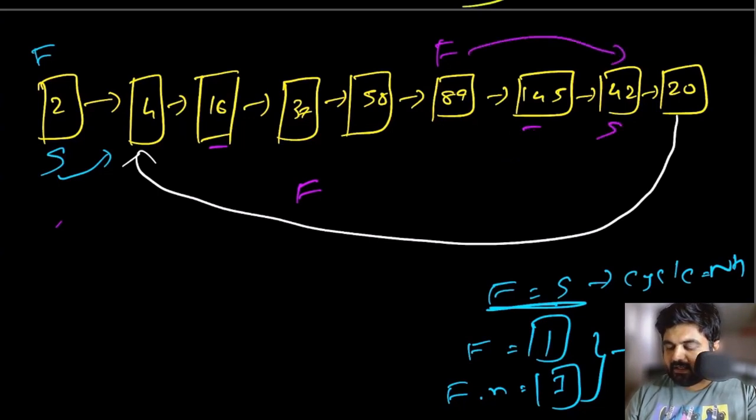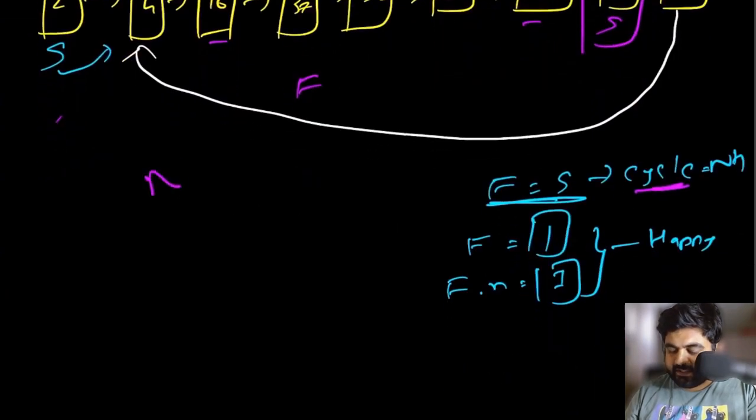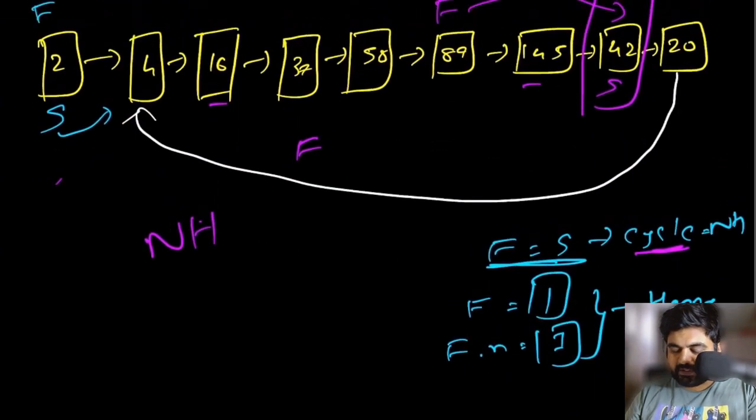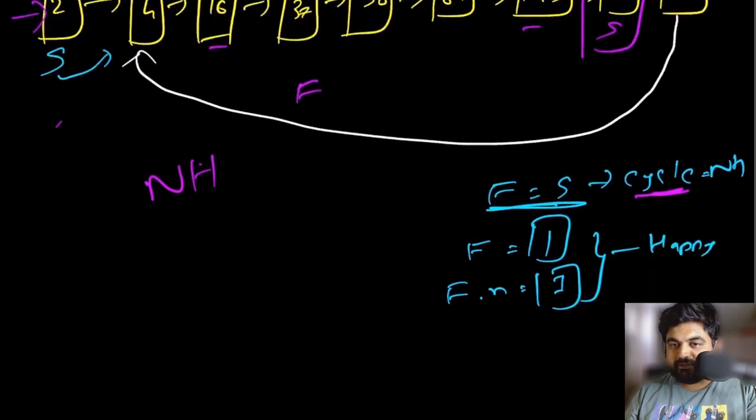After that, the fast pointer would end up at the same position where the slow pointer is, which means that a cycle has been detected, and we can immediately say that this is not a happy number for the value number 2, and this is the solution we can return.